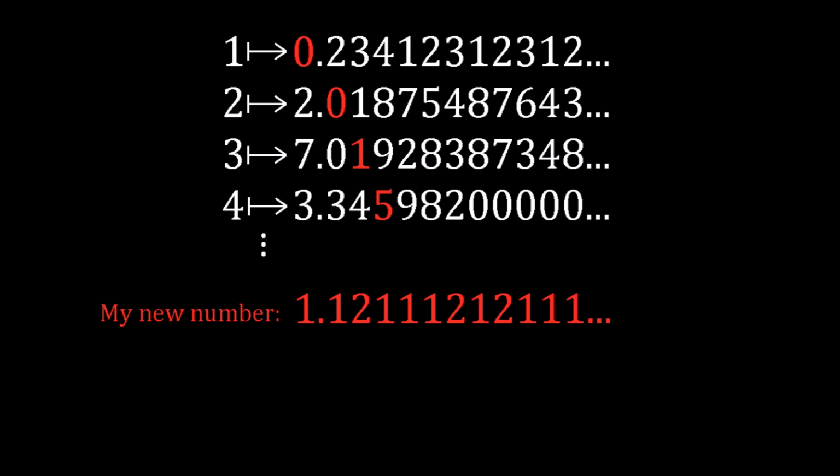This means I can't pair up the whole numbers and the real numbers. So these two sets can't be of the same size, even though they are both infinitely big. And since the whole numbers are a part of the real numbers, this means that the real numbers are a way bigger infinity than the whole numbers.